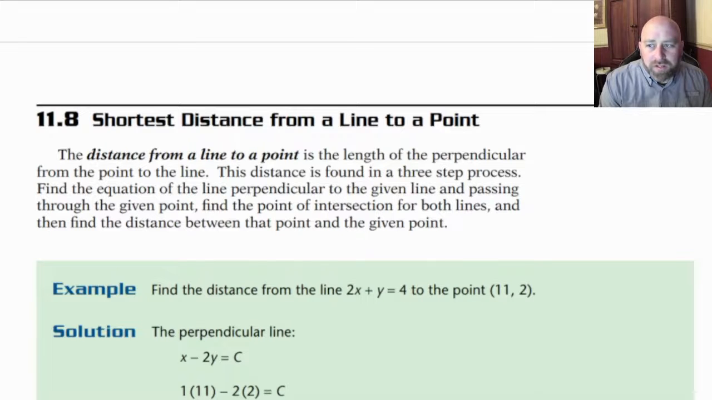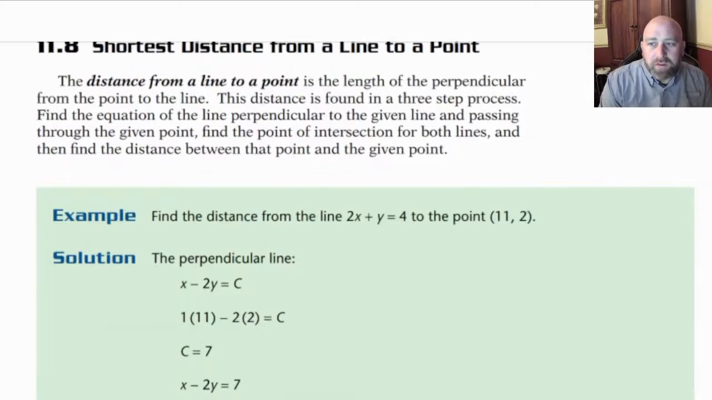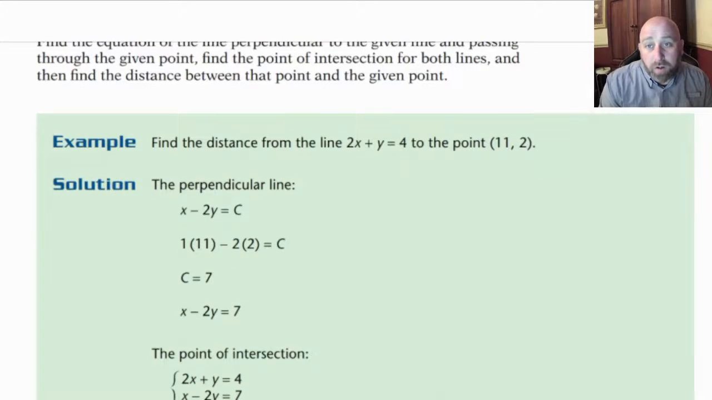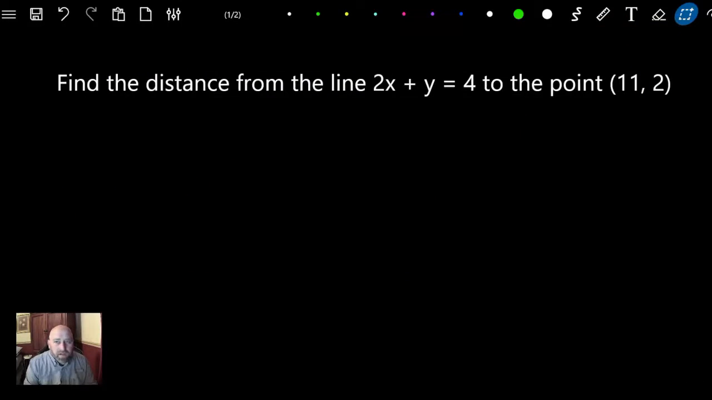The first question that they give you, really, there's only one example in this lesson. So if you look down here at example number 1, find the distance from the line 2x plus y equals 4 to the point (11, 2). What are they asking you to do? That's important that you kind of understand that.